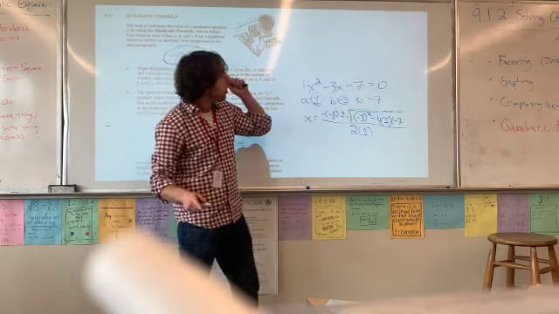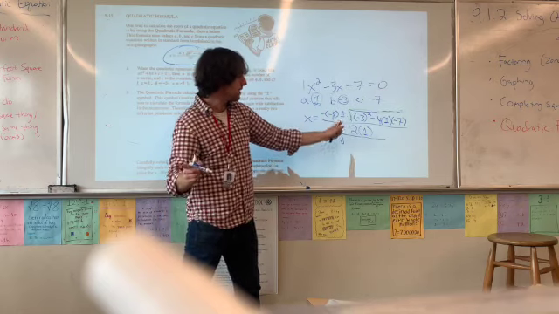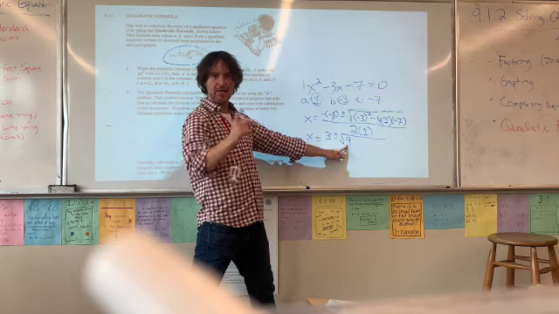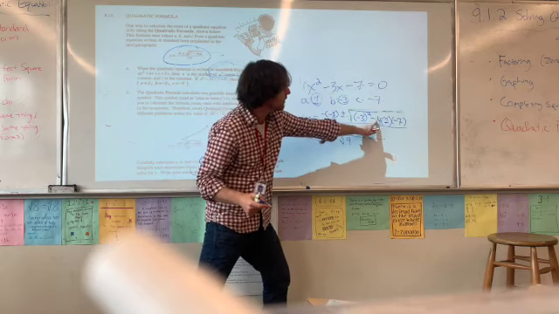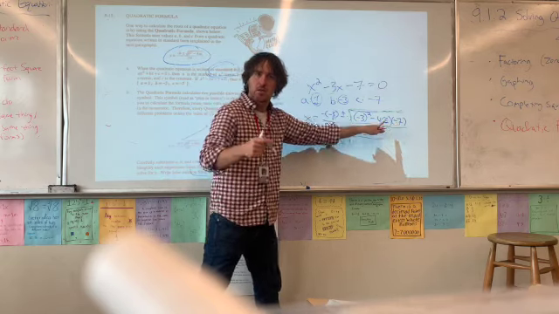I don't know what this is yet. I'm going to figure out what I need to get the square root of in a second. So how do I do that? Negative 3 squared is 9, right? Negative 3 times negative 3, positive 9, good. And then I have to take away 4 times a times c. What is 4 times a times c right here?